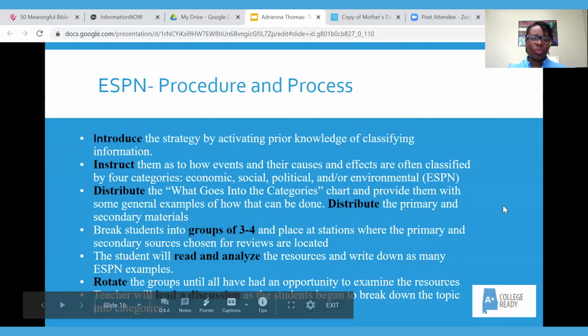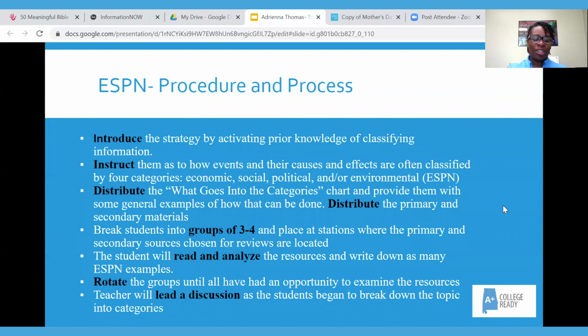So we understand what ESPN is. We understand how you can prepare. We've looked at the 2 different templates, the charts.